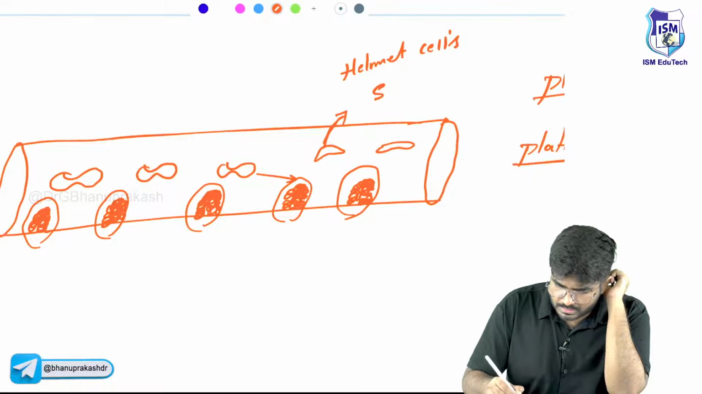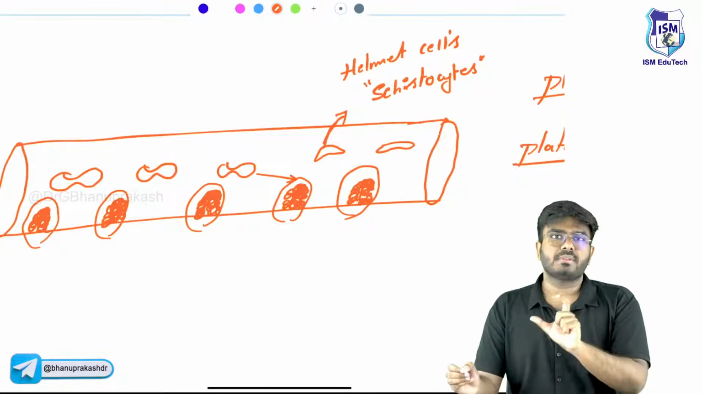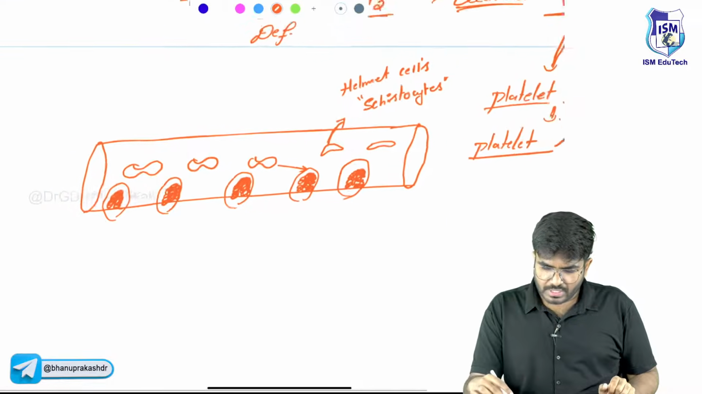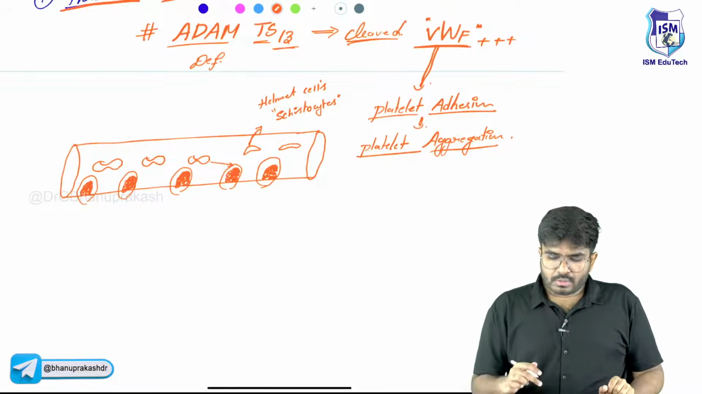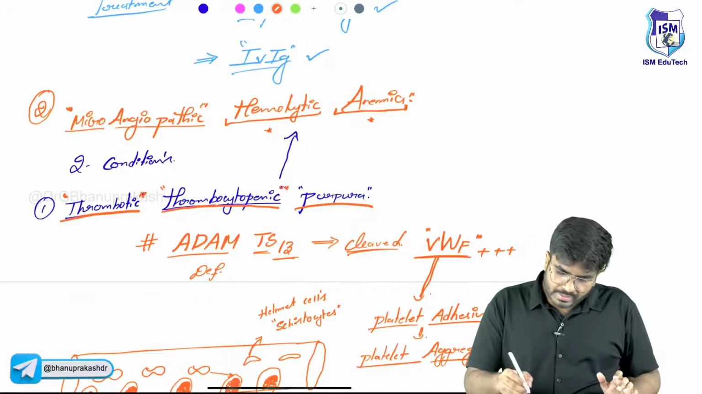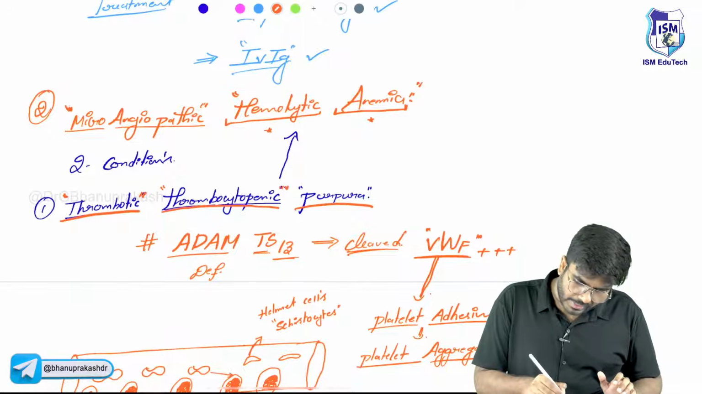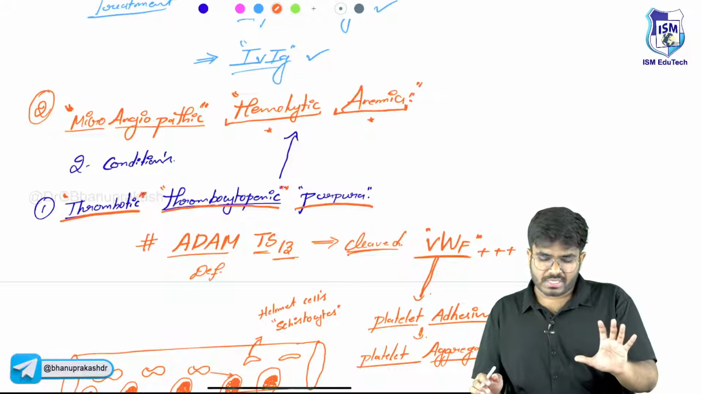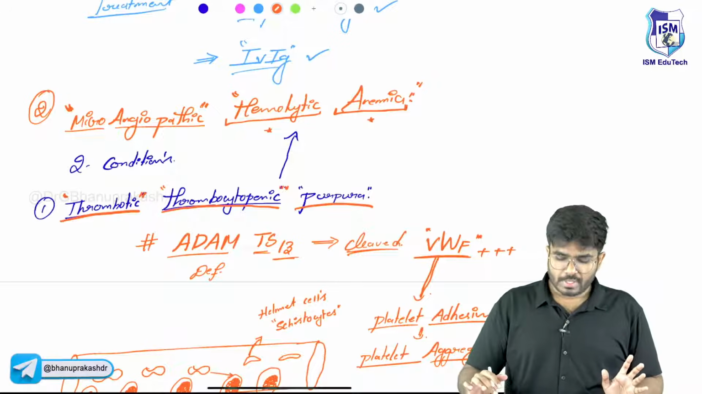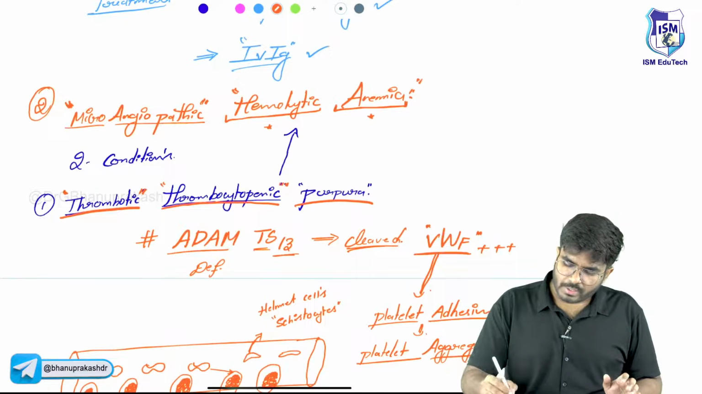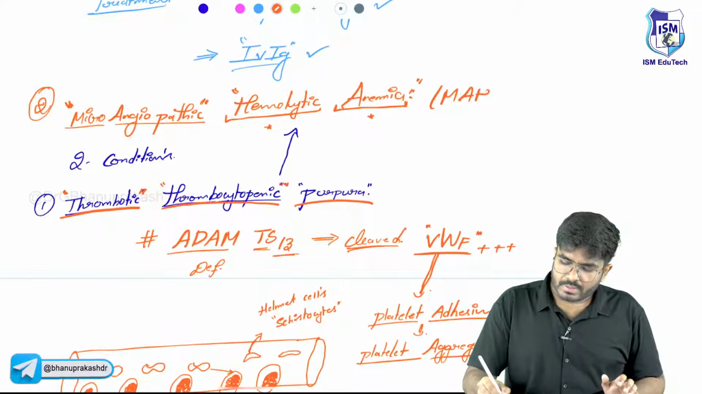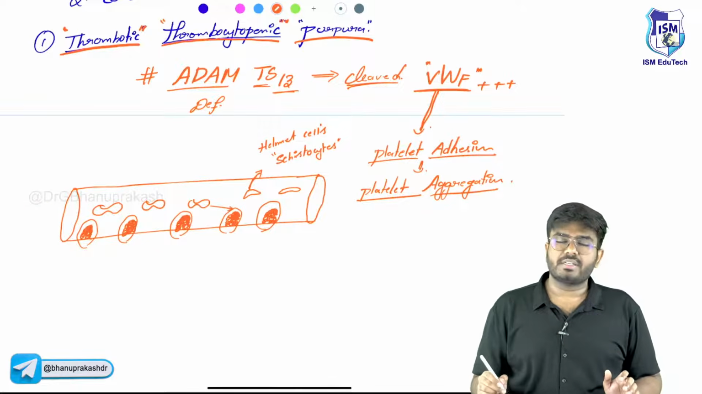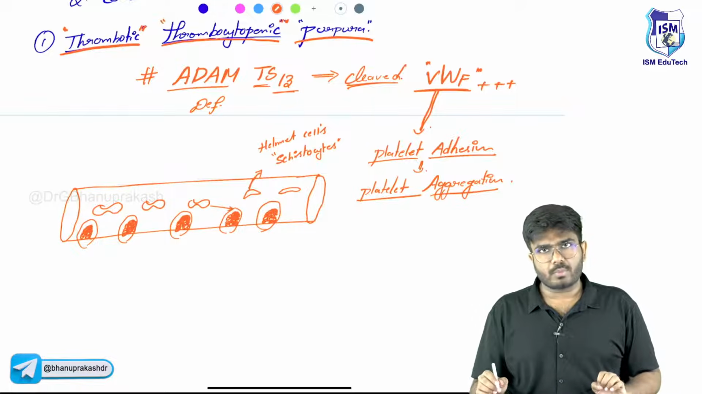Helmet cells are schistocytes. Schistocytes are helmet cells, the RBCs which are broken. As the RBCs are getting broken, that's why there is hemolytic anemia. So microangiopathic hemolytic anemia: there is a problem in the microangios leading to hemolysis, leading to anemia. One cause of MAHA, this microangiopathic hemolytic anemia, is ADAMTS13 deficiency, leading to thrombotic thrombocytopenic purpura.